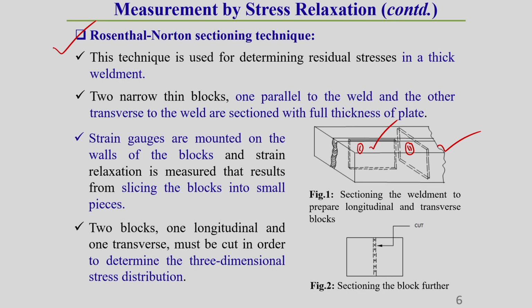After that, we slice this block by a slicing operation to make small pieces. So, once we slice it, if there is any elastic type of strain inside this block, that will be released, that means some expansion and contraction phenomena will take place. Whatever expansion and contraction phenomena occur, we can easily record by this strain gauge, and from that strain gauge record we can easily predict the residual stresses.